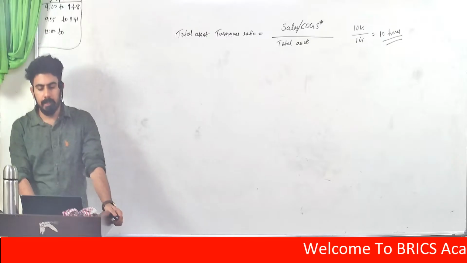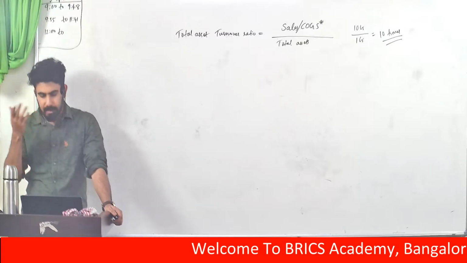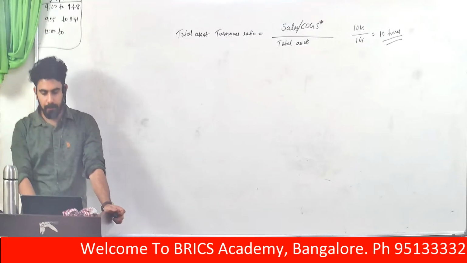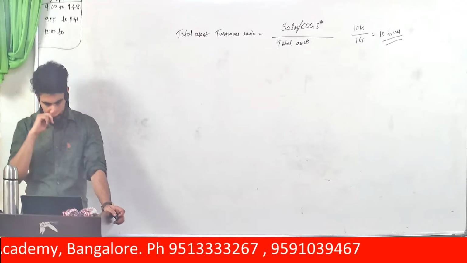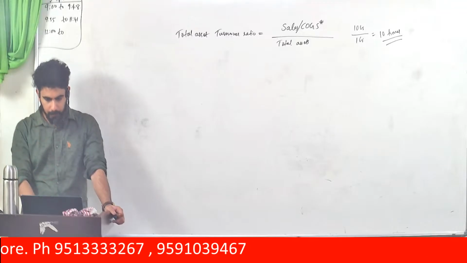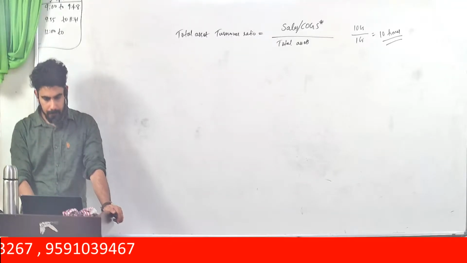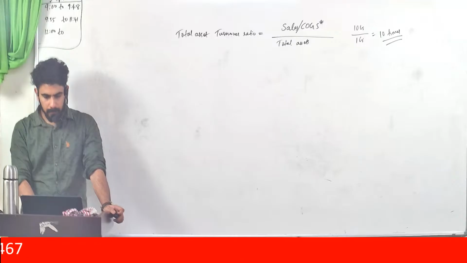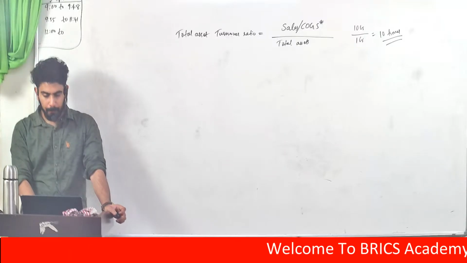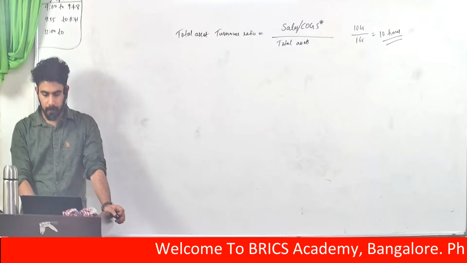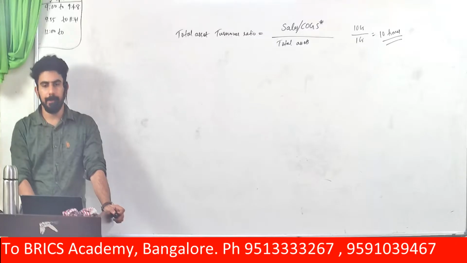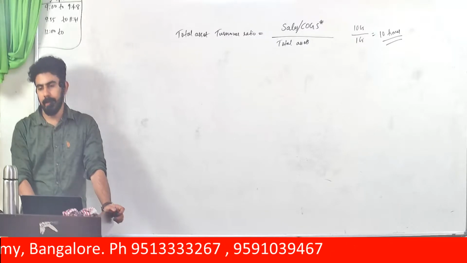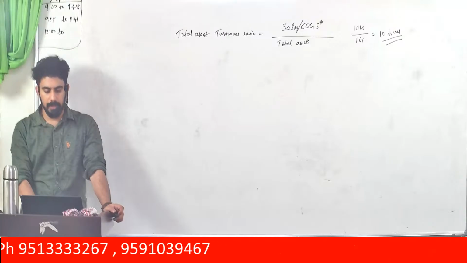Okay. So current asset turnover ratio is what? Sales or COGS divided by current assets. Next one, working capital turnover ratio. How will you write? Sales or COGS divided by net working capital or simply working capital. Both mean the same thing.